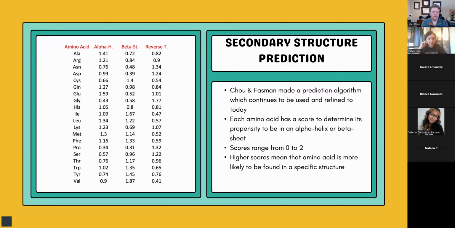What we are going to be talking about today is we're going to be wrapping up the nuts and bolts, the important parts about protein structure, and then we're going to transition to talking about protein analytical techniques. So on the slide deck that we have here, we are looking at secondary structure prediction.